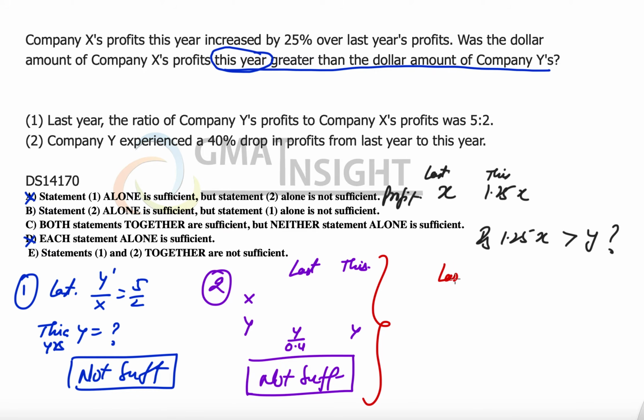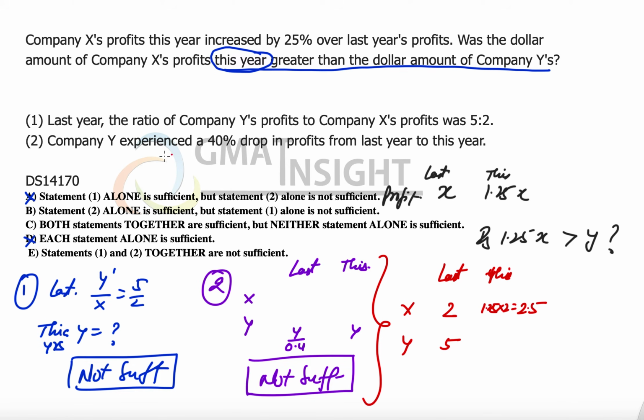Let's quickly draw the grid that was incomplete, last year and this year, for company X and company Y. The first statement has already said that last year the ratio of company Y's profit to X's profit was 5 by 2. So let's say last year company X's profit was 2 and company Y's profit was 5. That's what is given in the first statement. And the question also says that company X's profit this year has increased by 25%. That means this year it is 1.25 times 2, that is 2.5.